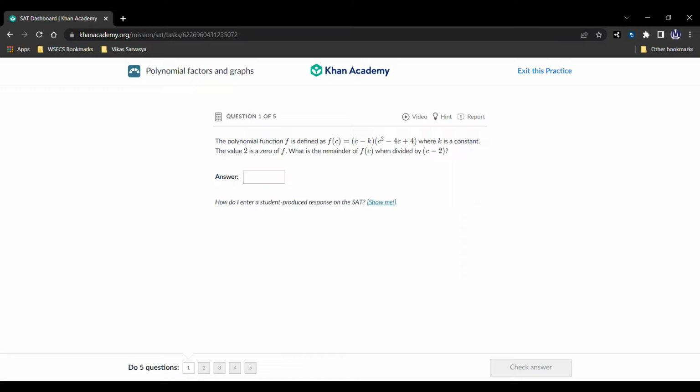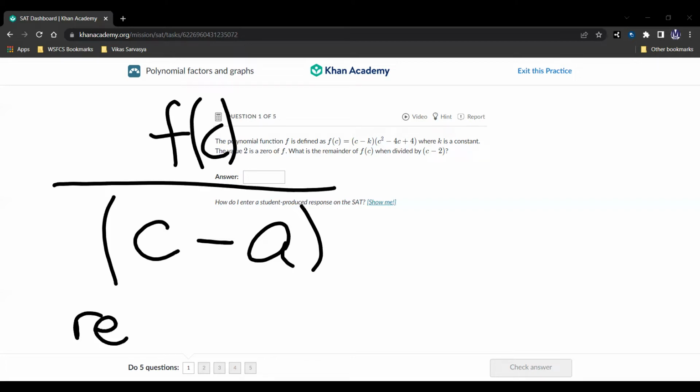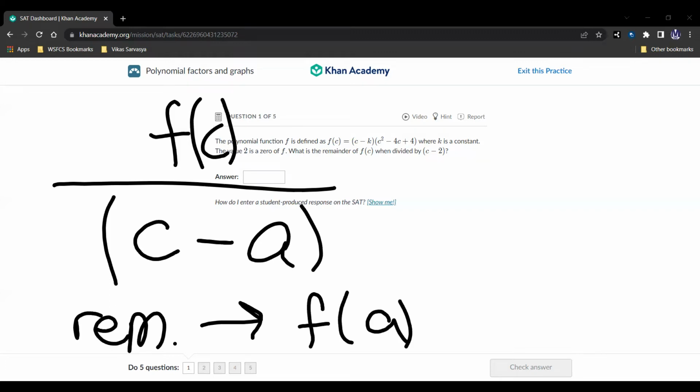All right, so there is this thing called the remainder theorem, right? The remainder theorem is very critical here, and this is what it basically says. If you have a variable, c in this case, minus a constant, which we can call a, then when you divide f of c by c minus a, the remainder is going to be f of a. So when I just plug in a into the function.